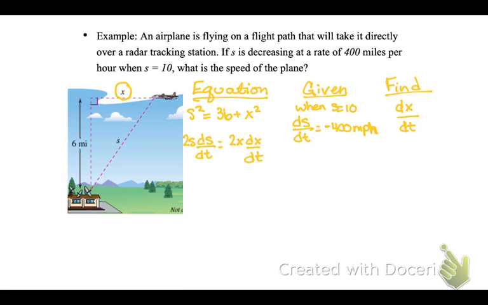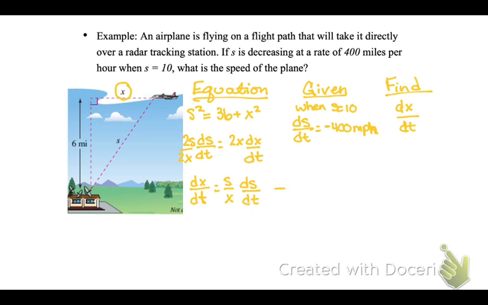Okay, so it wants dx/dt. So that means I have to divide by 2x, correct? Yes. So dx/dt equals, if I divide by 2x, isn't it just s over x times ds/dt? So now we would plug things in, yes?